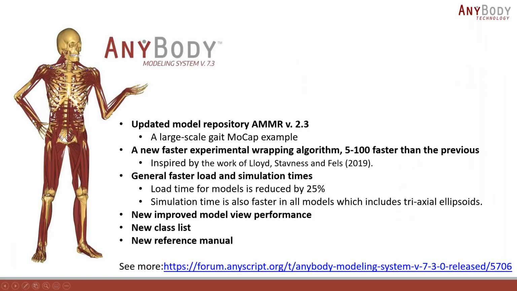Yeah, and Sebastian already told a bit about it, but the AnyBody Modeling System version 7.3 has been released a few weeks ago, and it includes the updated model repository called the AMMR v2.3, which includes a large-scale gait mockup example. And it also includes a new and faster experimental wrapping algorithm, which is 5 to 100 times faster than the old one. And it is inspired by the work of Lloyd, Stokes, and Fels, 2019. And in general, there's some faster load and simulation time, and the load times for models is reduced by up to 25%.